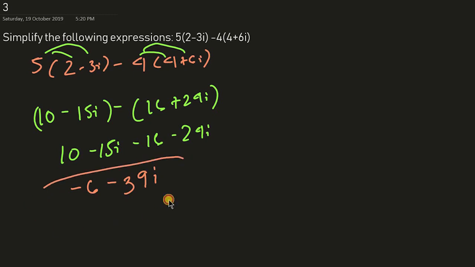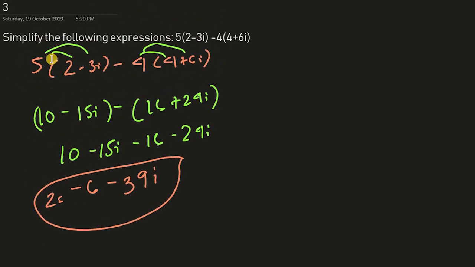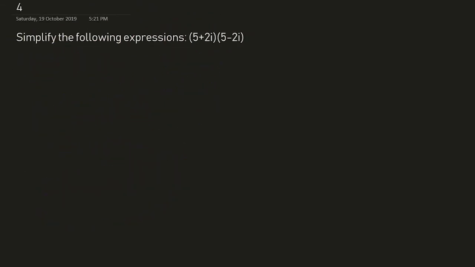So, this is our final answer. If they want us to show the answer in rectangular form or in polar form, then we just need to convert. But for the rectangular form, ito po yung sagot natin. Z is equal to negative 6 minus 39i. Let's check our answers. Tama. Negative 6 minus 39i. Tama. Okay? Next problem. Problem number 4.